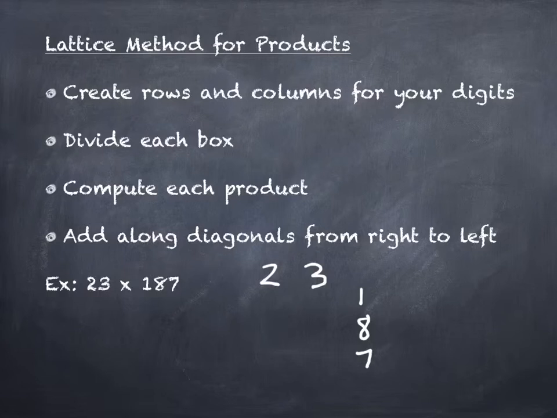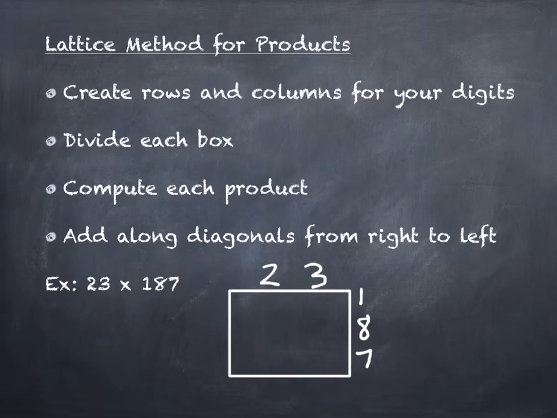Next thing you're going to do is create a box. Your box needs to have, in this case, a column for each of the numbers 2 and 3, and a row for each of the numbers 1, 8, and 7. And if you put your 1, 8, and 7 on top and your 2 and 3 vertically down on the right, then your box ends up being a different arrangement, but you still have the same rows and columns in a different spot. So there's 6 boxes, correct? This is part number 1, create rows and columns for your digits. Part 2 says divide each box, and this is what it means. You divide it diagonally.